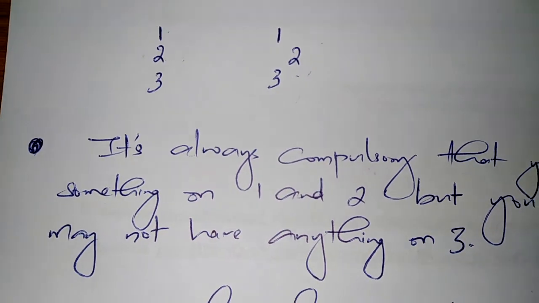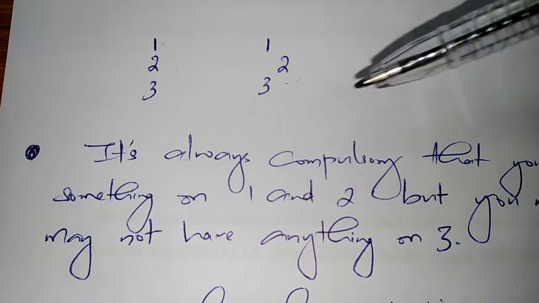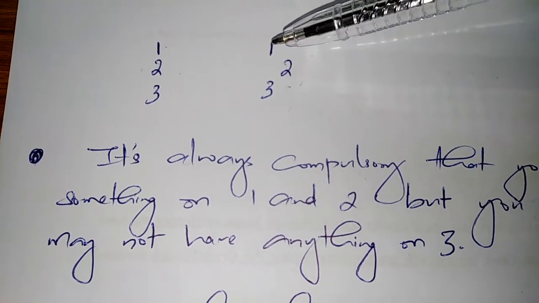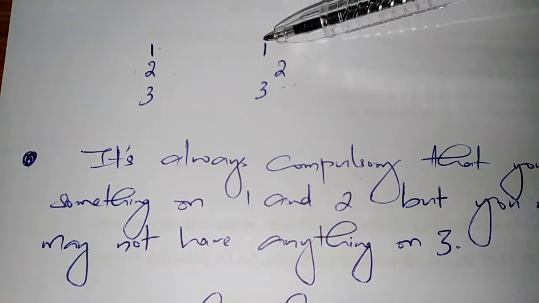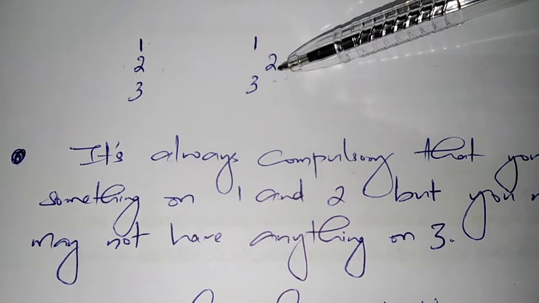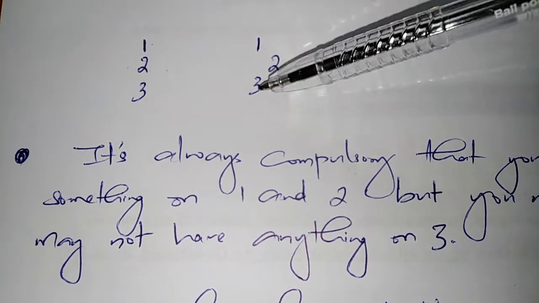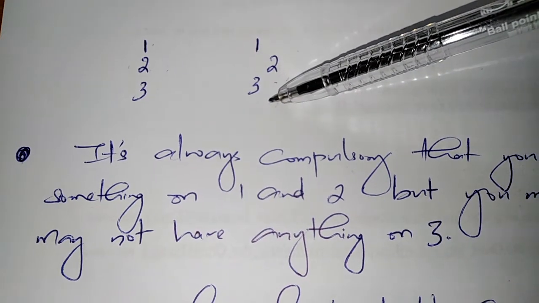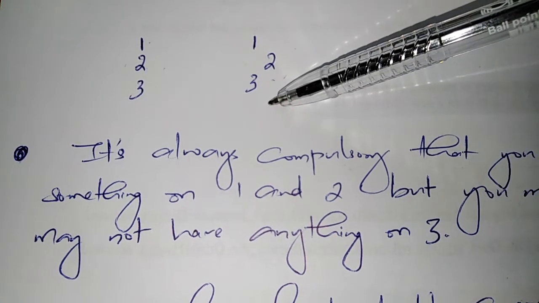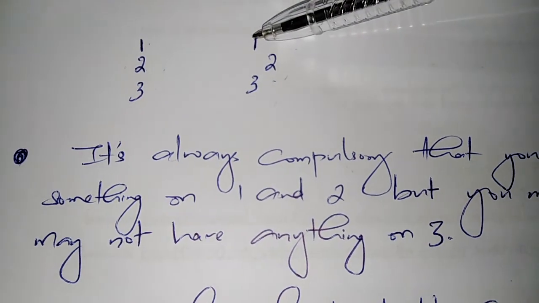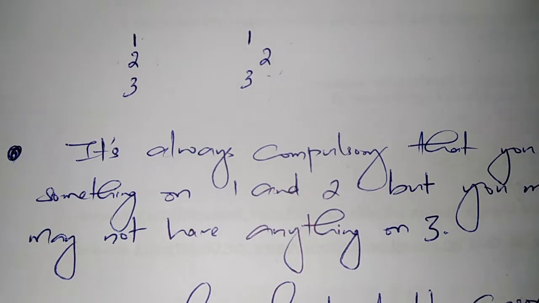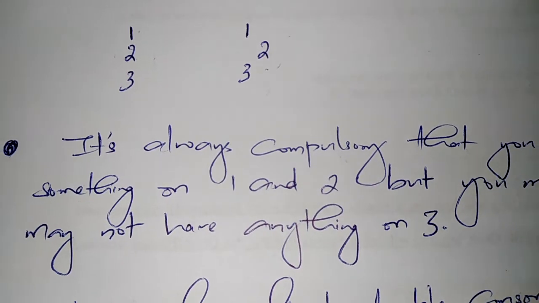So let's go back to what I was saying. It is compulsory that you always have something or the other in positions 1 and 2. But in 3, you may or may not have anything. It's alright even if you don't have anything. So in positions 1 and 2, you are supposed to have something or the other.